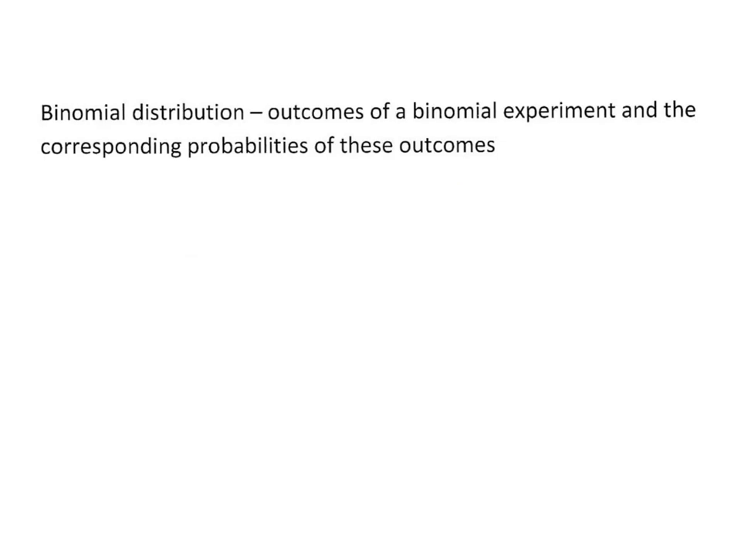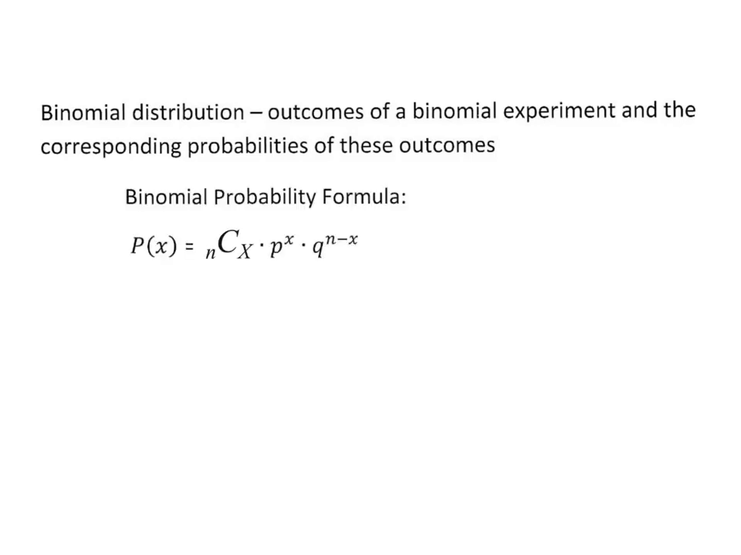Okay, a binomial distribution: the outcomes of a binomial experiment and the corresponding probabilities of these outcomes. What this really means is there's a way to find the probability of those outcomes, once we know it's a binomial distribution, using a specific formula. And that formula is this. I will explain all of this in a second, but go ahead and write it down.